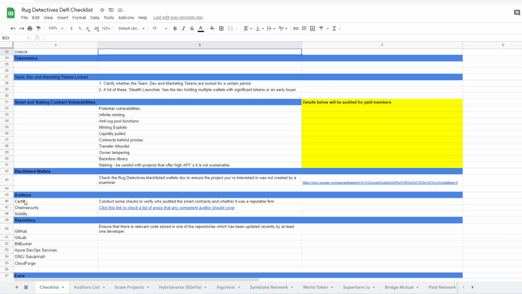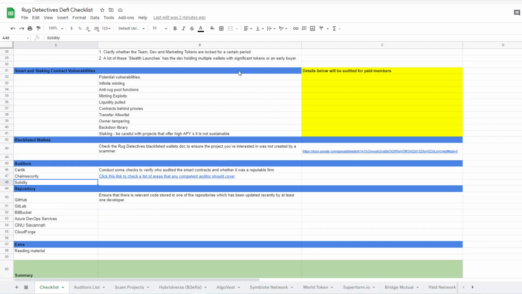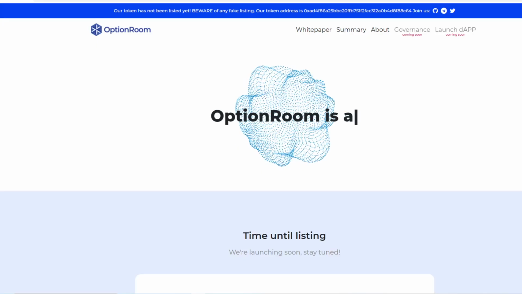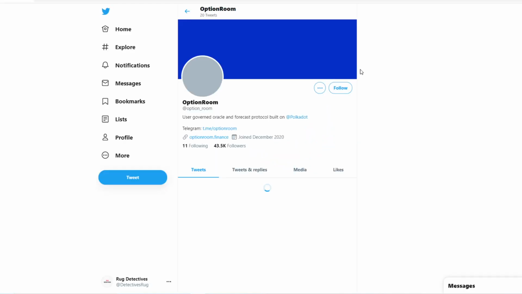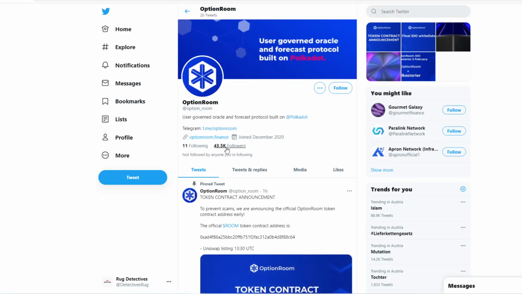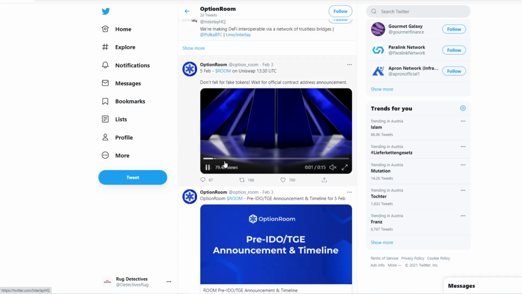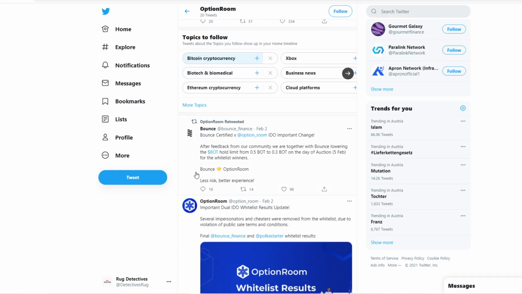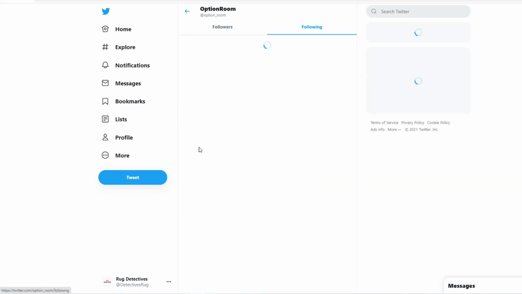It's good to ask who's actually audited their contract, whether it's Certik, Chain Security, or Solidity, for example, and then read the material. And then what is also very important is to go onto Twitter and take a look at their flow. They've got 43,000 followers. Look at the engagement. Check to see who's actually shilling this project. I'm going to see who they're following first and foremost.